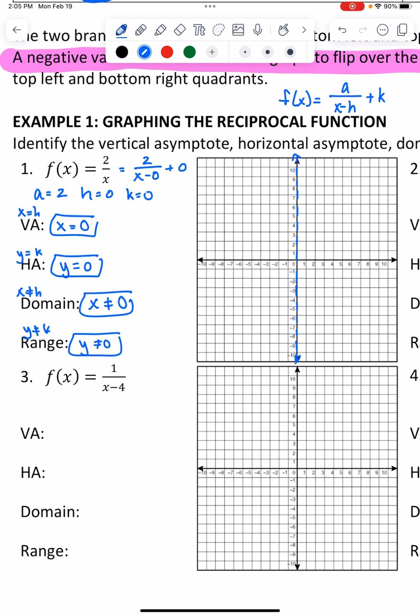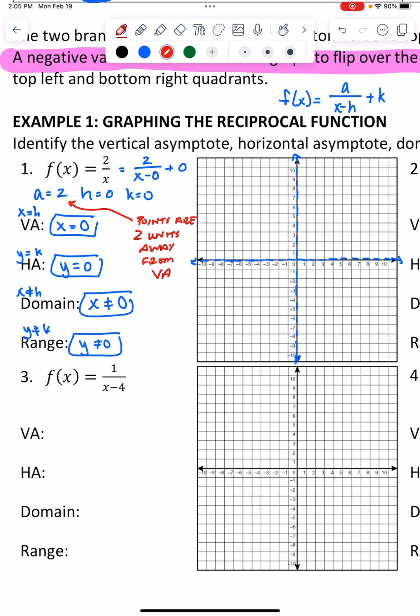And then horizontal, y equals 0. So horizontal line through y equals 0. Okay. Now we got to put our points on here. So this is where that a value comes in. So this a value right here tells us that our points are 2 units away from that vertical asymptote.